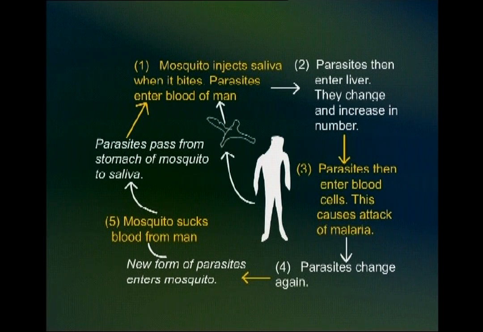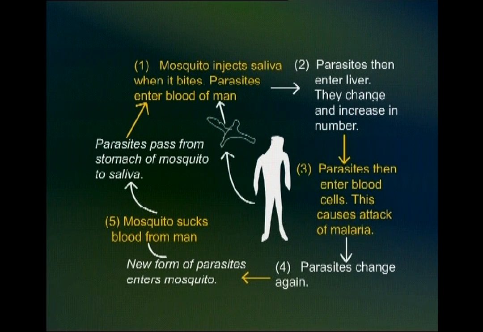Number one, the mosquito injects saliva when it bites. Parasites enter the blood of man. That is followed by the next stage, which is parasites then enter the liver of the man who has been bitten by the mosquito. They change, that is, the parasites change and they increase in number. That is stage two, which is followed by the third stage, which is parasites then enter the blood cells. This causes an attack of malaria.